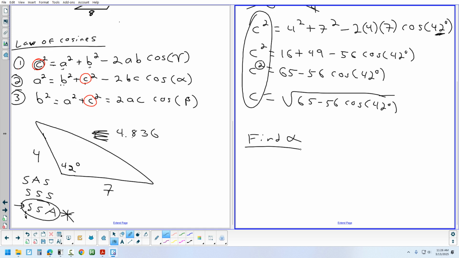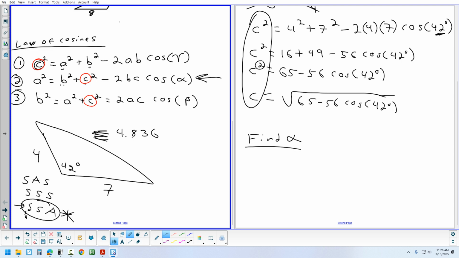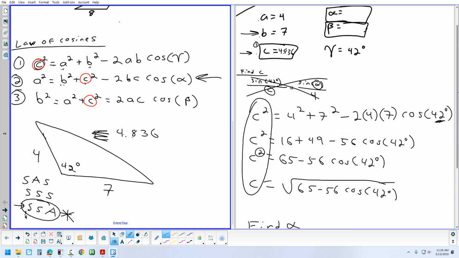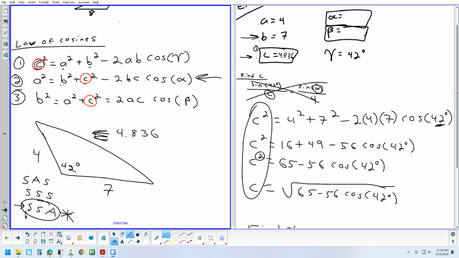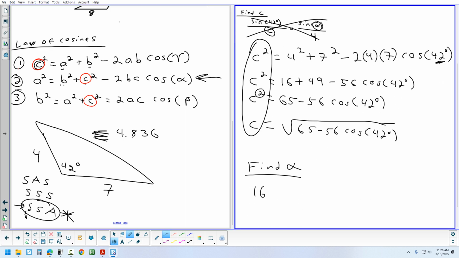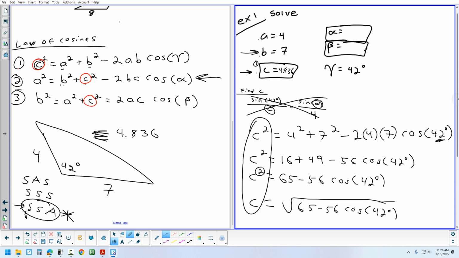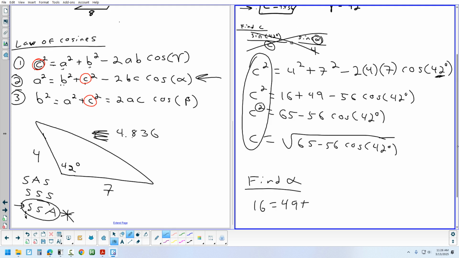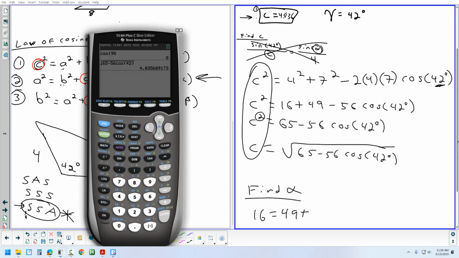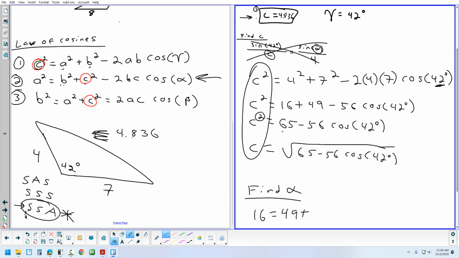So we're going to find alpha, which means you're using the second formula. A squared equals b squared plus c squared. Okay, so let's go back up. Let's do some of it as we go. What's a squared? 16. A squared equals b squared plus c squared. What's b squared? 49. Now, c squared, I never really got that, but I can just type in what you had right here, but don't take the square root.